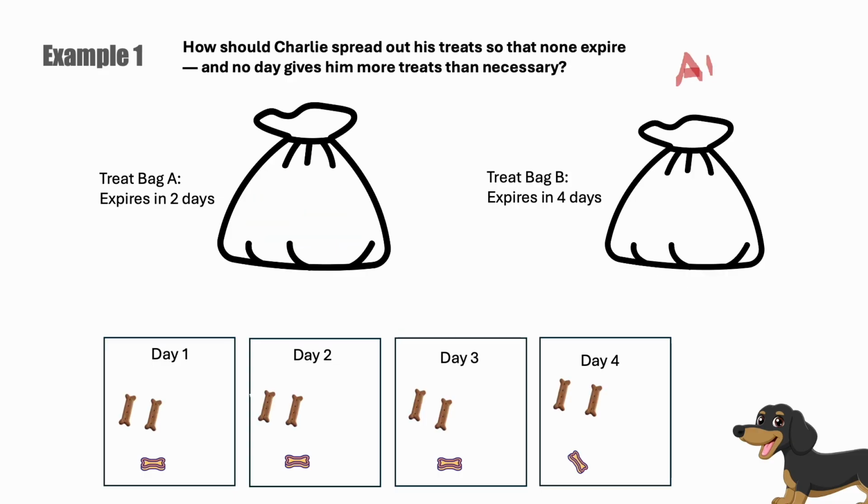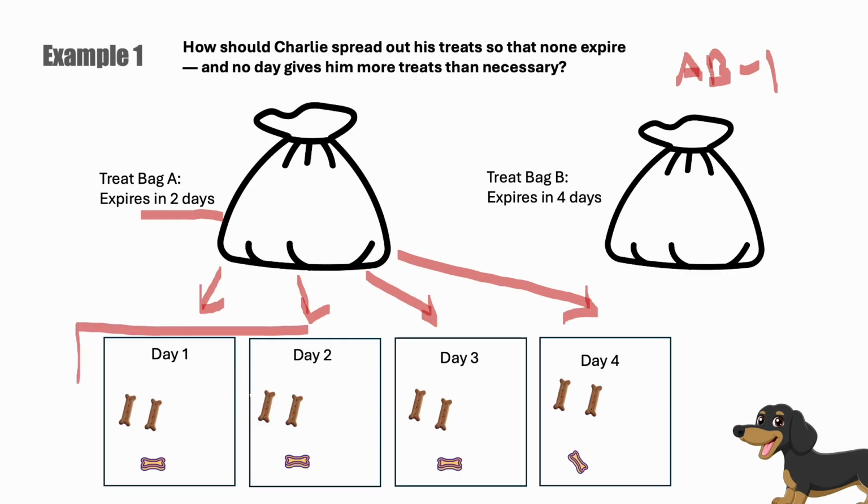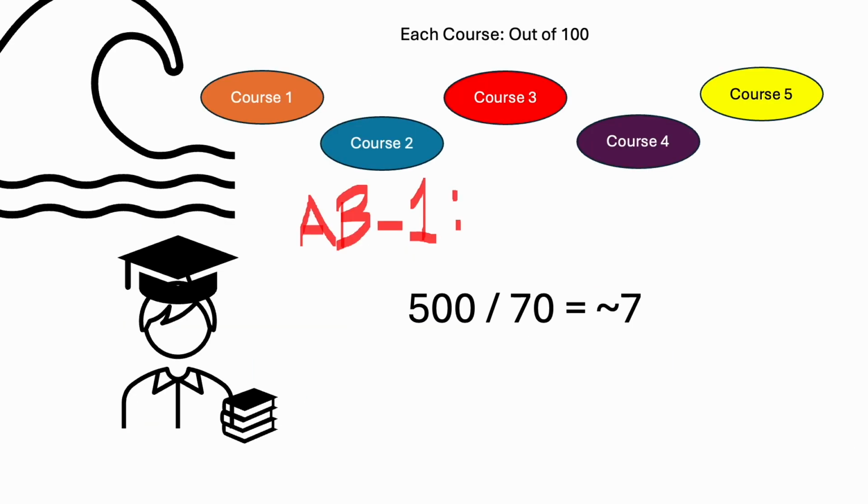Let's consider this schedule, let's call it AB1, where treat bag A's treats are placed evenly amongst the 4 days. Here's the problem. Treat bag A expires in 2 days, and Charlie must eat all of the treats in the bag. He cannot eat expired treats. So AB1 highlights the issue of taking the total number of points you need to earn over a semester and dividing that by the number of days you're willing to work, and then using that number that results from that division as some sort of daily quota.